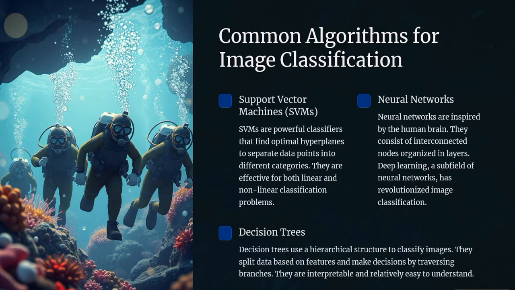Now, common algorithms for image classification: support vector machines (SVMs), neural networks, and decision trees. These types of algorithms are commonly used in image classification. SVMs are powerful classifiers that find optimal hyperplanes to separate data points into different categories. They are effective for both linear and nonlinear classification problems.